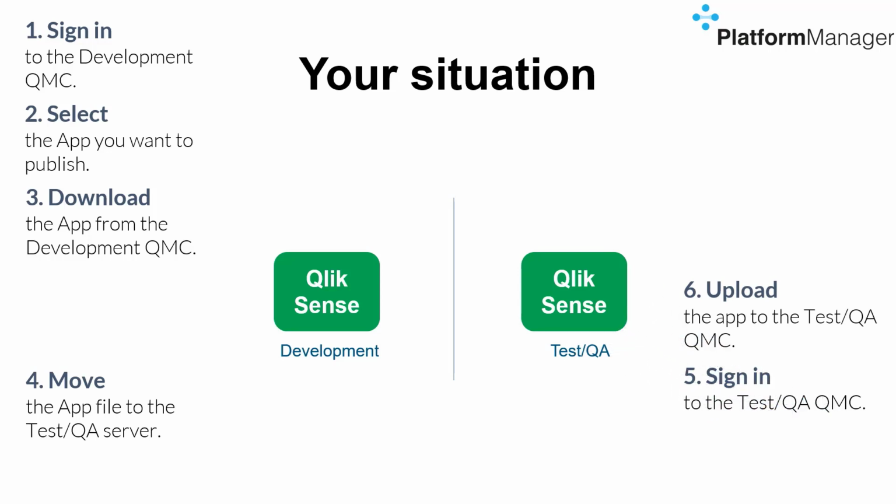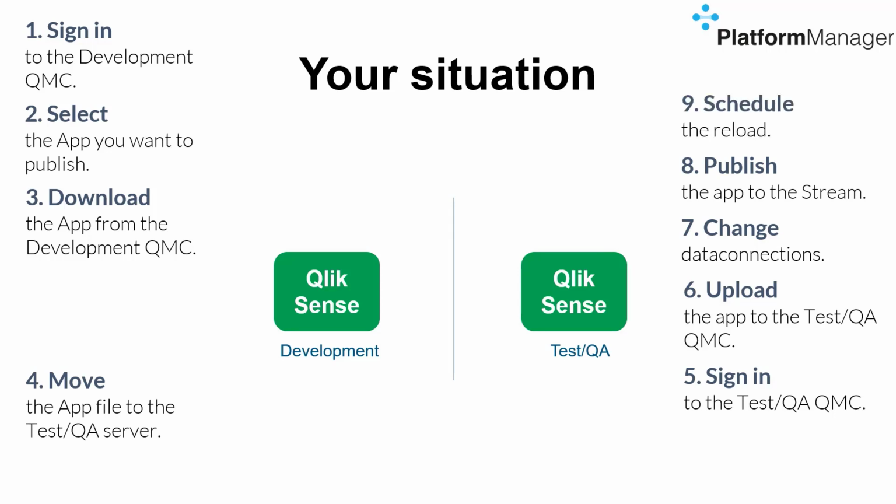Next step is that you need to upload the app to that QMC so that it's available in Qlik Sense. Then you need to change your data connections. This depends on how you've configured Qlik Sense. It's possible that you can skip this step depending on how you've defined the connections. Then you publish the app to the stream where the business users are looking at the app, and then finally you may want to schedule a reload so that you have the latest data available in your app.